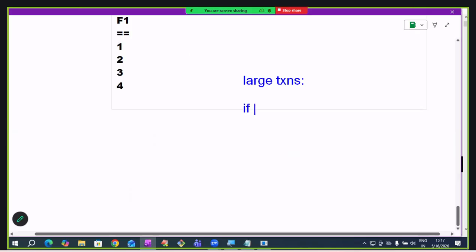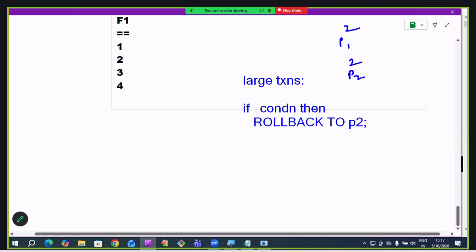Suppose I'm writing like this: if so and so condition is true, then roll back up to the P2 point. Here some actions are there. After that, the P1 point is there. After that, some actions are there. After that, P2 is there. After that, some actions are there.